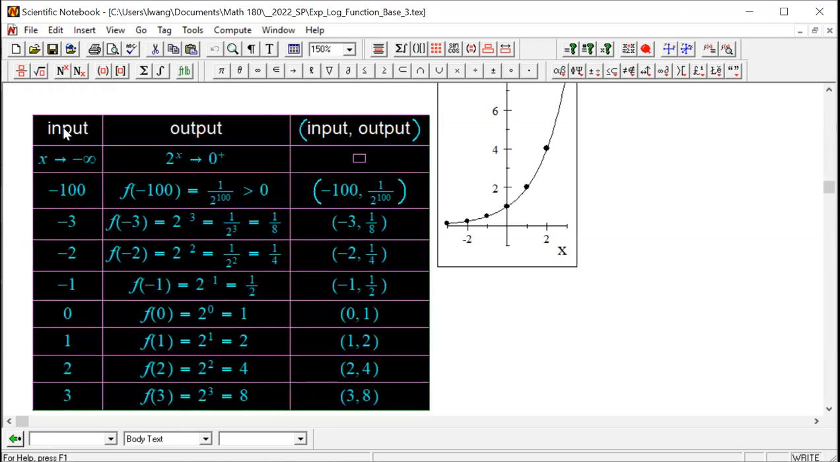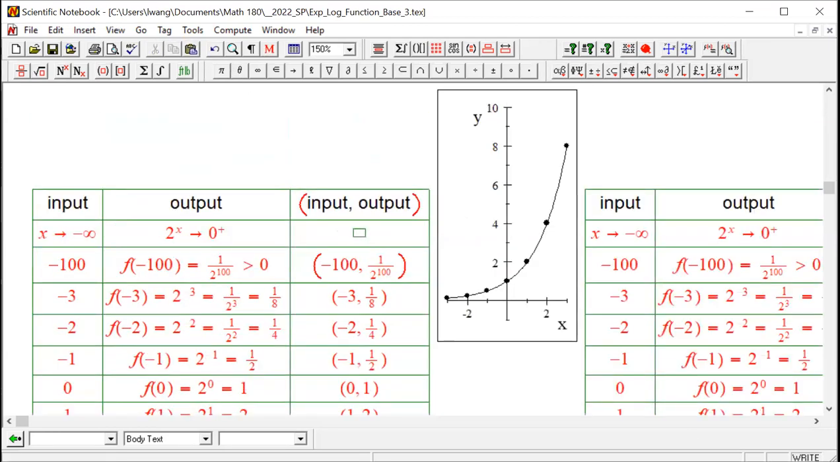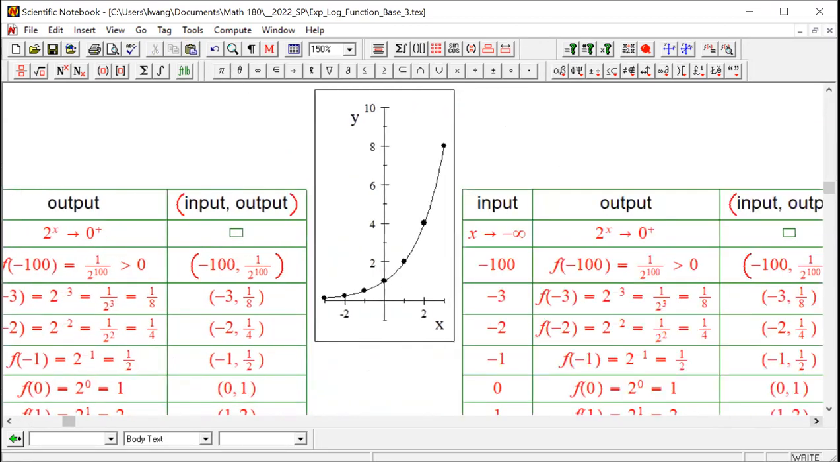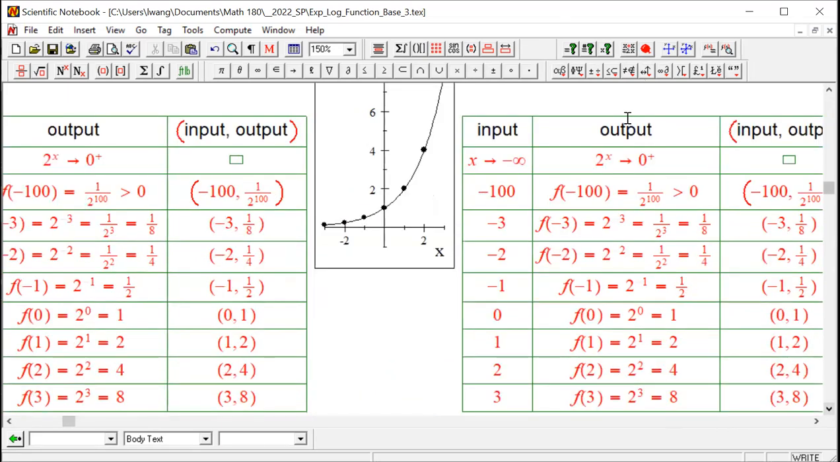And for 3 to the power of x, I'm gonna put that table right next to it. But this time we know the output follows slightly different rules. So it's gonna be 3 to the power of x, right? So all of these bases have become 3. And of course, the value will change, right? So this output is 3 to the power x.